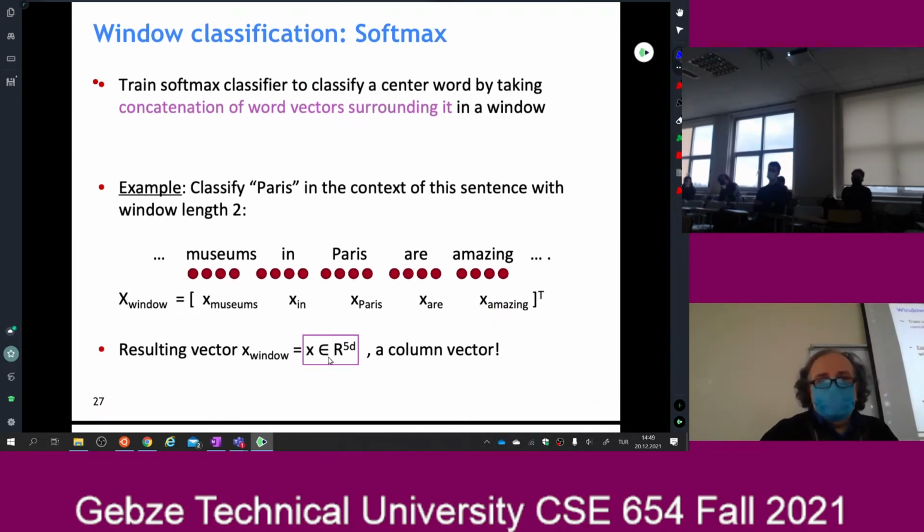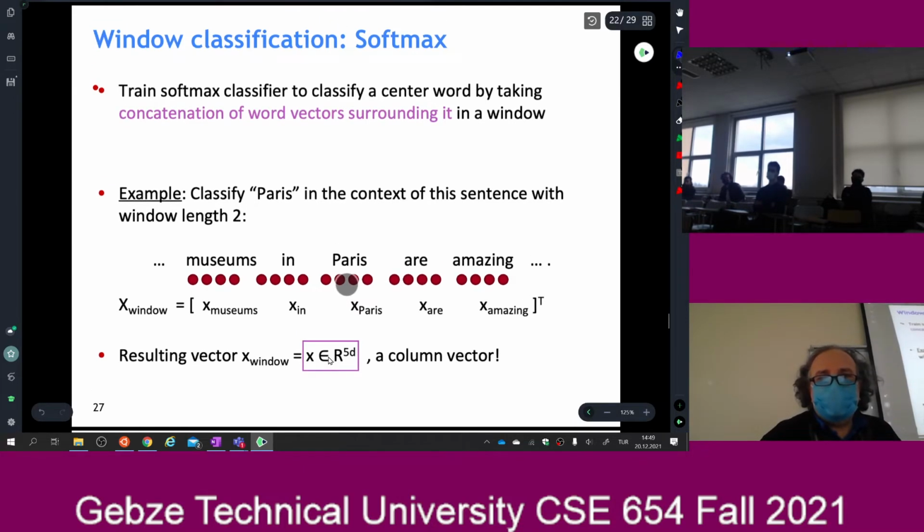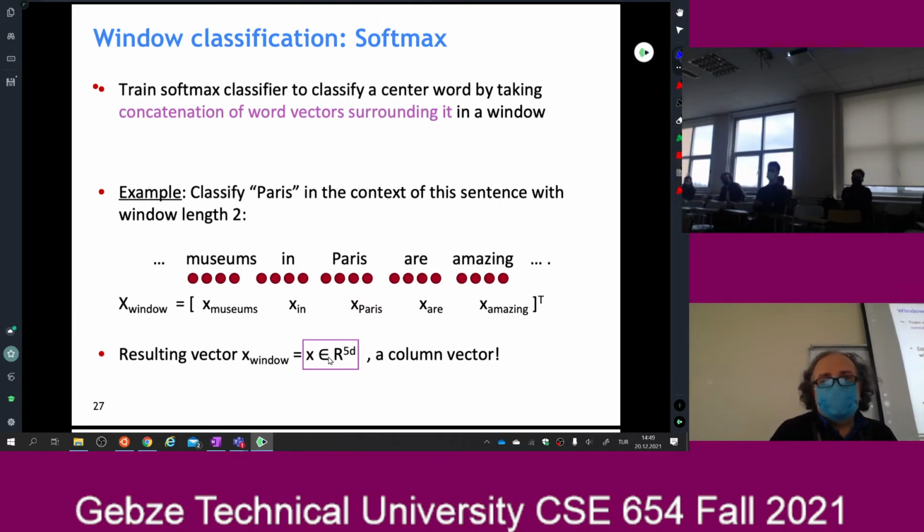Okay, museums in Paris are amazing. So I am going to assign a class for the center word Paris. Okay, and Paris could be a person, Paris could be a location, Paris could be, for example, a company name. We don't know, but in this context, it looks like Paris is a location, right? So it's a location. So that's why the context is important.